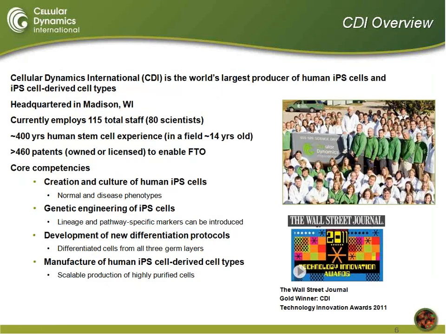So before we get into the cardiomyocytes, we'll start with a little bit of an overview of CDI. Cellular Dynamics is the world's largest producer of human iPS cells and iPS cell-derived cell types. We're headquartered here in Madison, Wisconsin, and we currently employ over 115 total staff, with about 80 of those being scientists. And we like to say in a field that's only 14 years old that we have over 400 years of cumulative human stem cell experience.